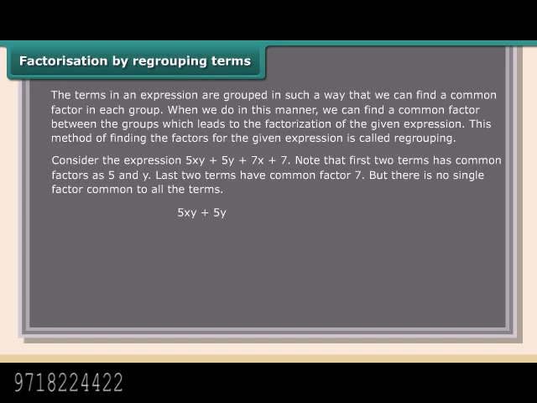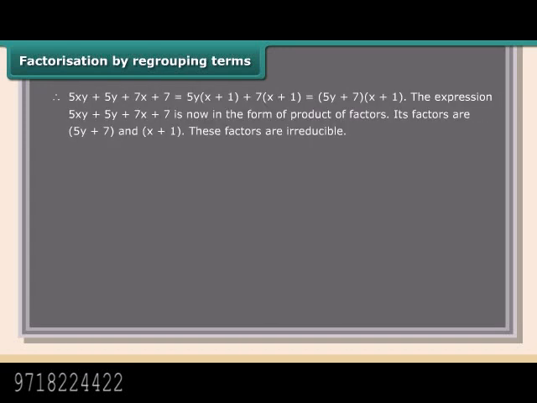5xy + 5y is equal to 5 × x × y + 5 × y, which is equal to 5y × x + 5y × 1, which is equal to 5y(x + 1). 7x + 7 is equal to 7 × x + 7 × 1, which is equal to 7(x + 1). The expression 5xy + 5y + 7x + 7 is now in the form of a product of factors. Its factors are 5y + 7 and x + 1.